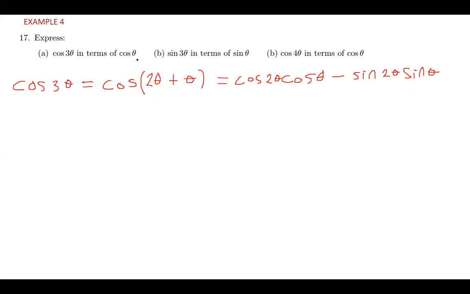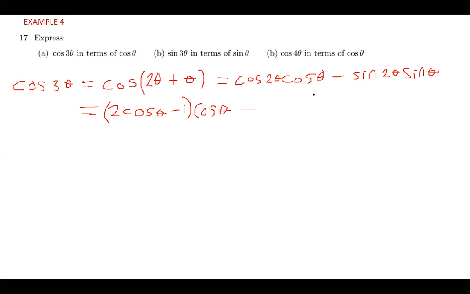Now, they want us to remain with cos theta everywhere. And how can we do that? It's simple. Let me write the equal sign here. The other way you can write cos 2 theta, using the double angle formulas that we have just learned, is as 2 cos squared theta minus 1, like this. Yes, this is the other way you can write your cos 2 theta. And then this is cos theta here. You write your cos theta outside like that.